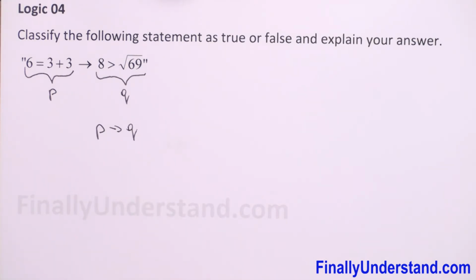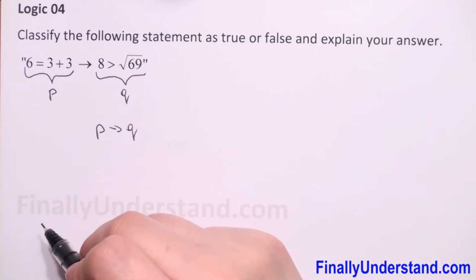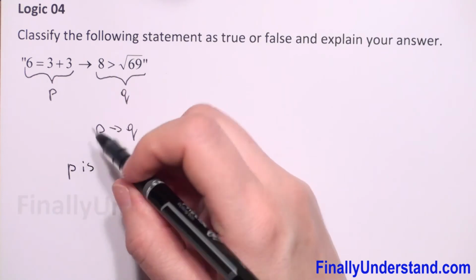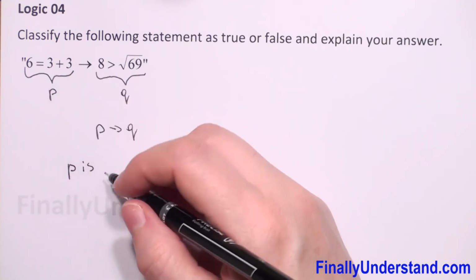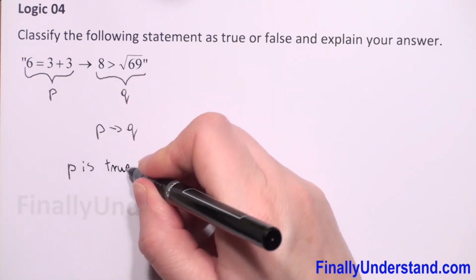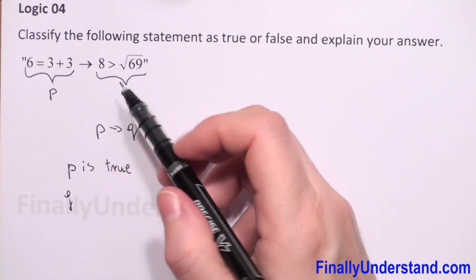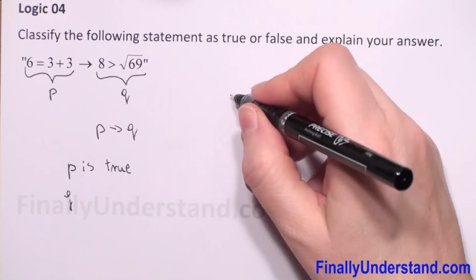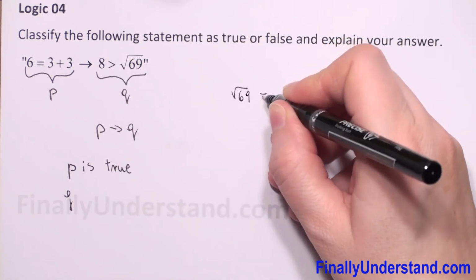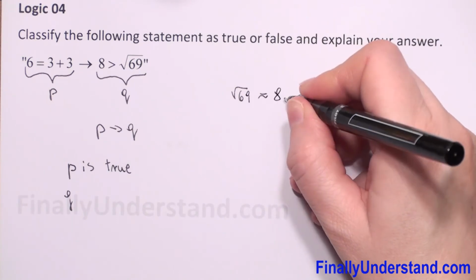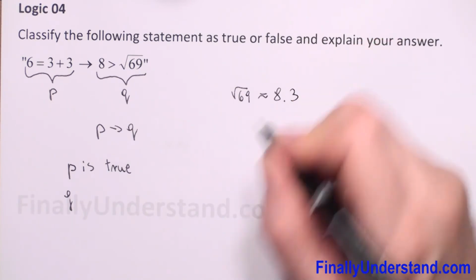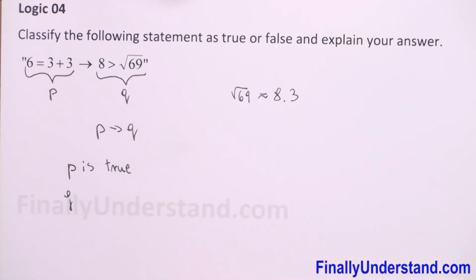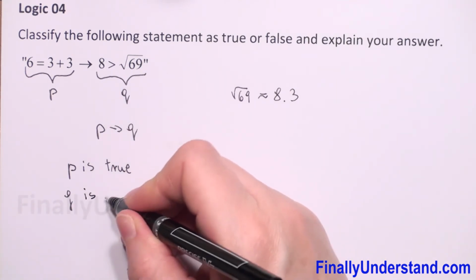So we have to now check our P statement. P is of course true because 6 is equal to 6. And Q, we have 8 is greater than square root of 69. Square root of 69 is approximately equal to 8.3. So 8 is greater than 8.3? No, it's not true. So Q is false.